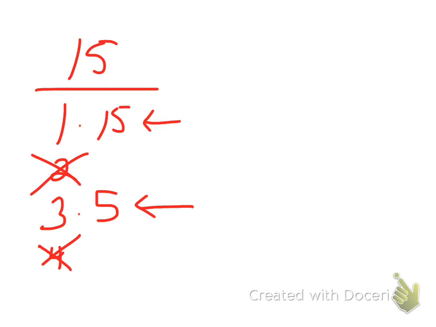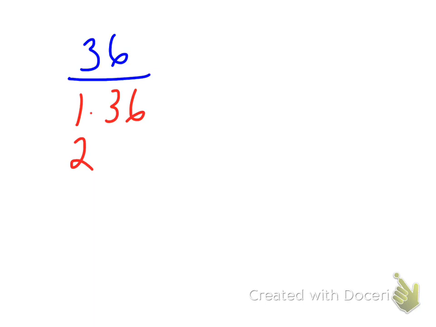The last example I'm going to go through is the number 36. So for this one, I'll have 1 times 36. Again, going to the next number of 2. 36 divided by 2 is 18. 3 is my next number. 36 divided by 3 is 12. 4 is my next number. 36 divided by 4 is 9.